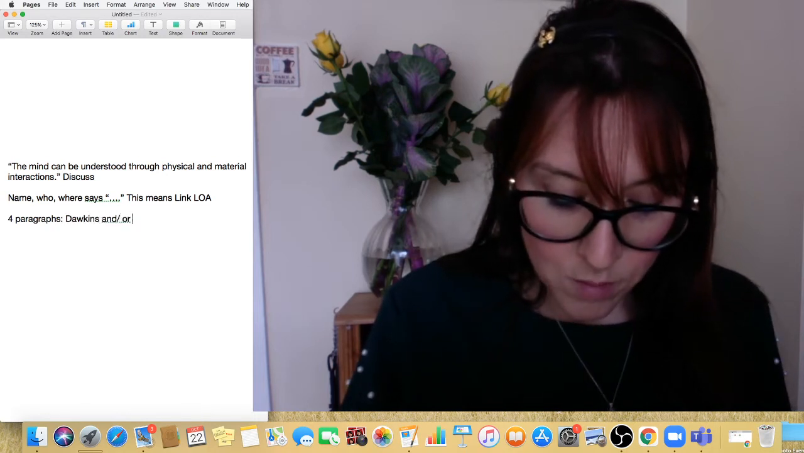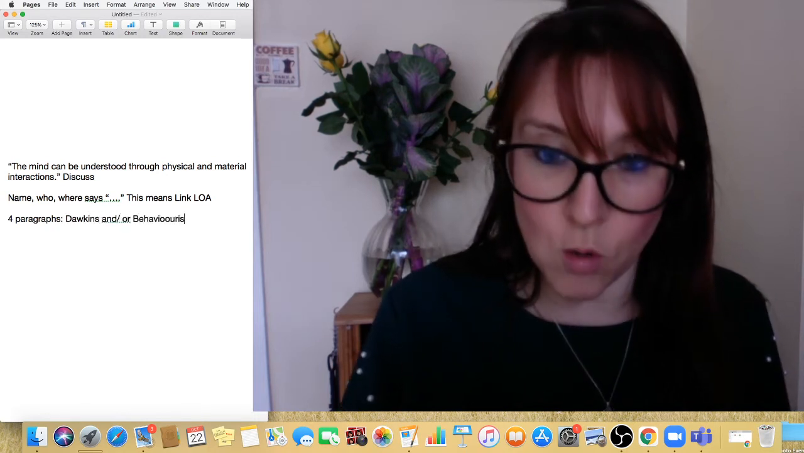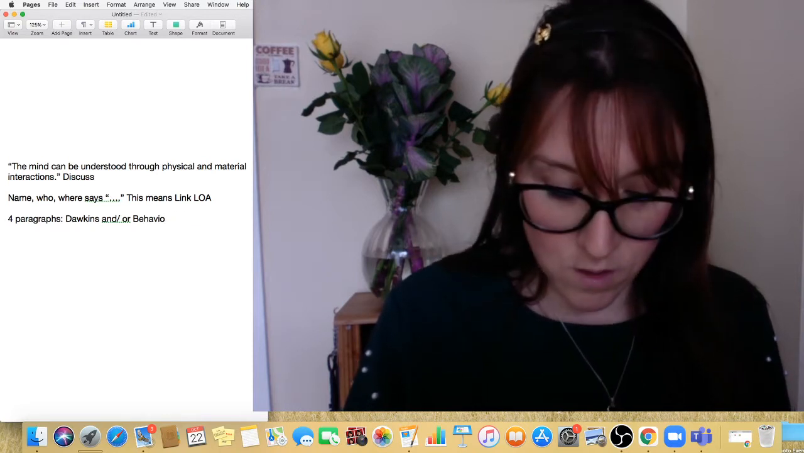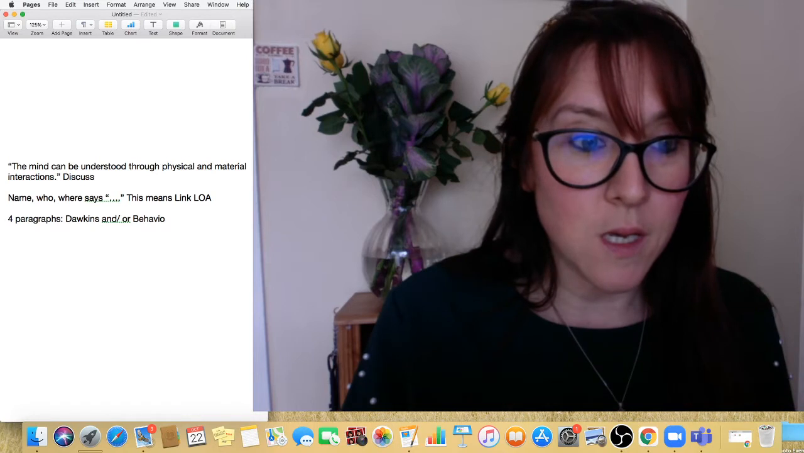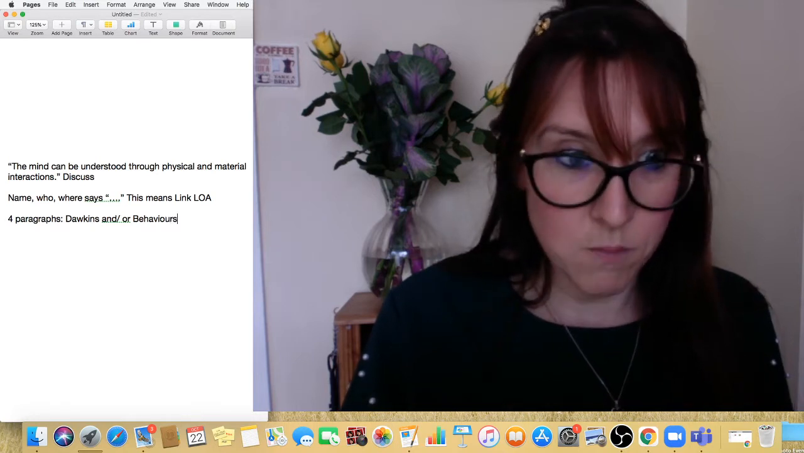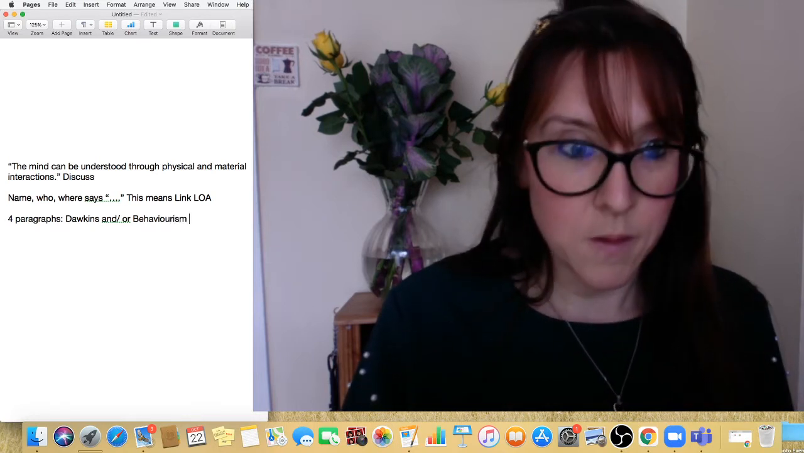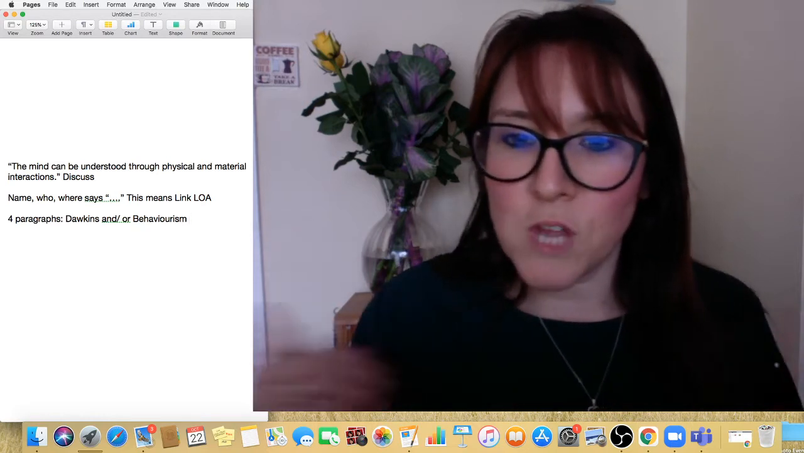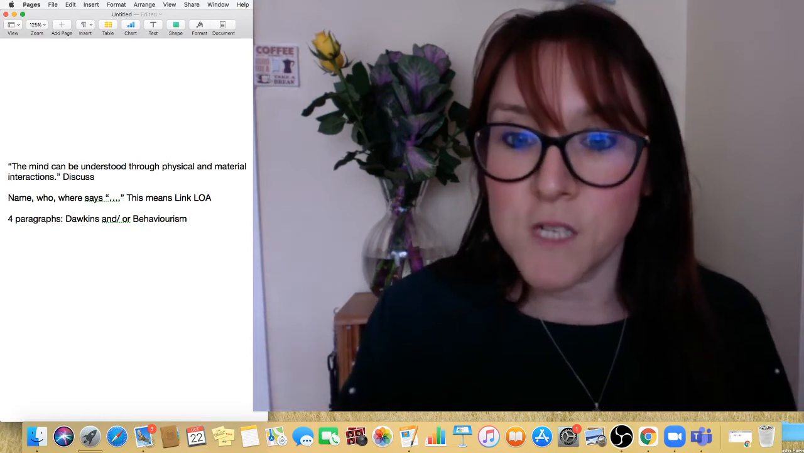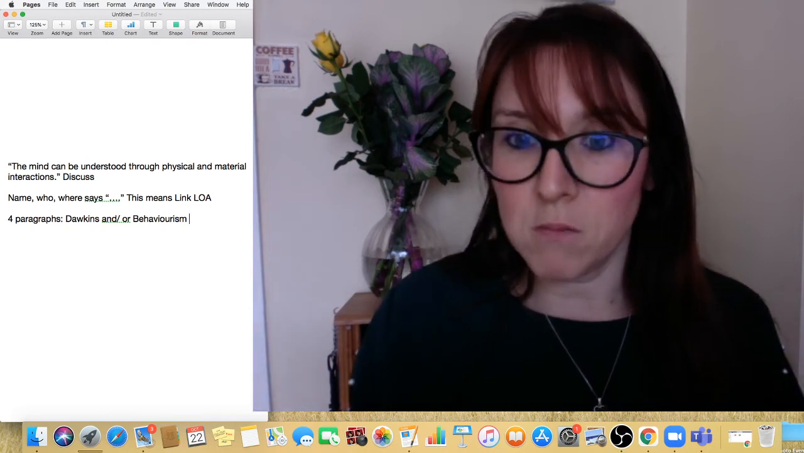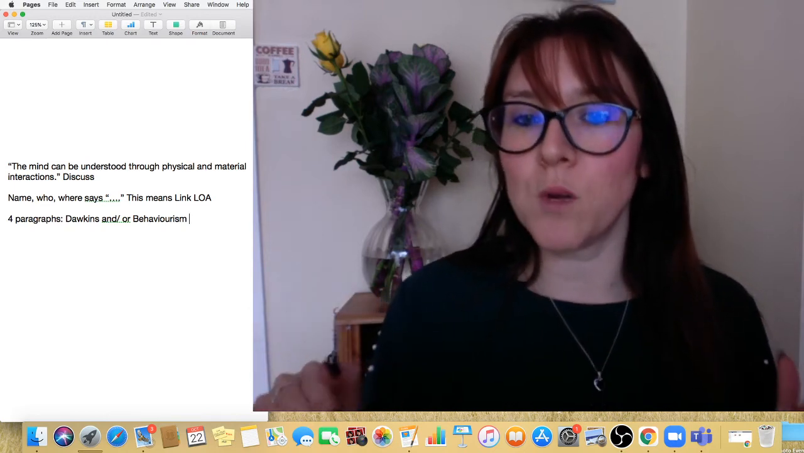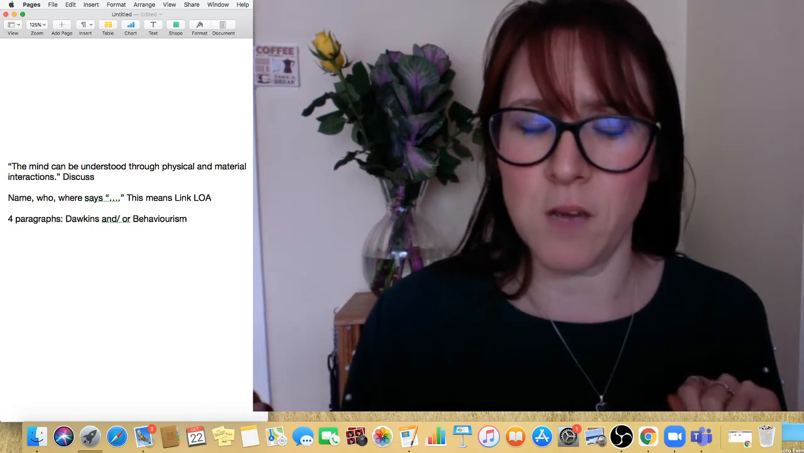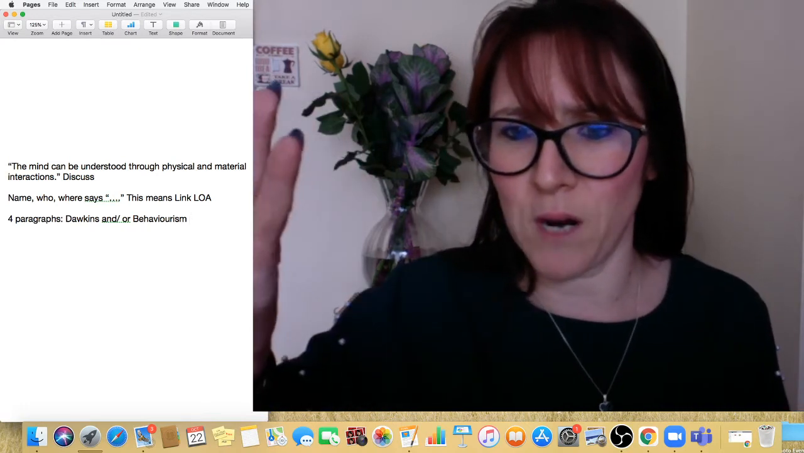So you know your 4 paragraphs are going to be on either Dawkins and/or behaviourism. If you want to bring in other arguments, wow, look at the spelling of that, behaviourism. You can bring in other arguments, other things like that if you want to, as long as it's to do with physical or material. But those are the 2 main names that we've looked at. And then obviously you've only got 2 names there. You've only got Dawkins and behaviourism.